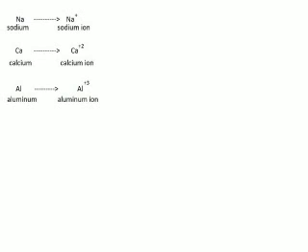When sodium loses an electron, it goes from being an atom to being a cation, a sodium cation. Calcium loses 2 electrons and becomes a calcium +2 ion. Aluminum loses 3 electrons and becomes an aluminum +3 ion.